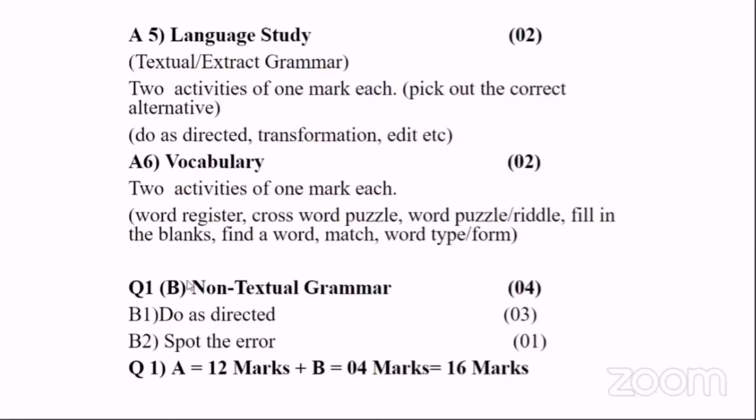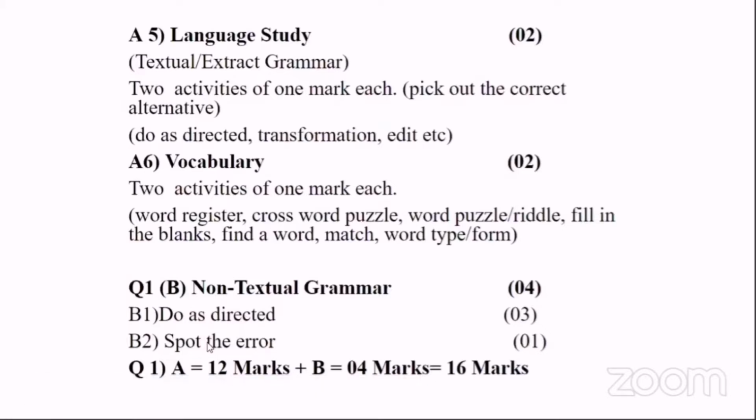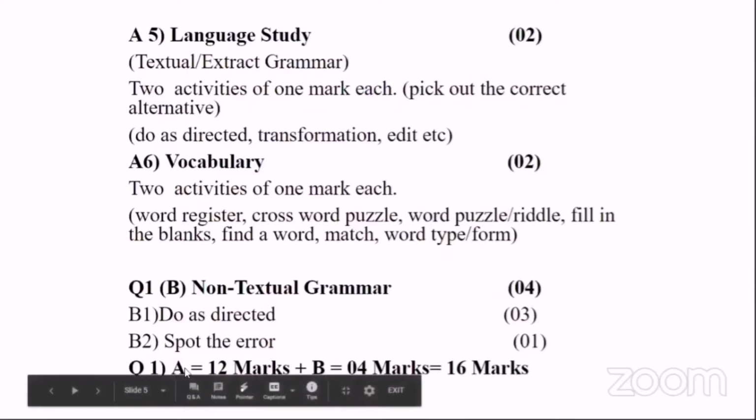Then question 1B, that is non-textual grammar. The first 3 questions are do as directed type, and again activity based. And the 4th question in non-textual grammar is spot the error. If we go by marks, for question 1A there are 12 marks, and for question 1B there are 4 marks. So in total, 16 marks. Let's move on to the second question.